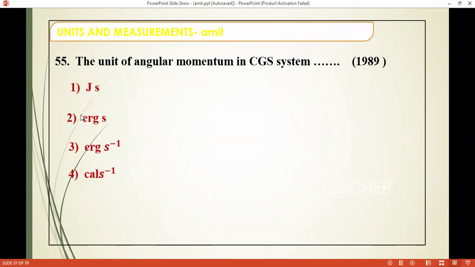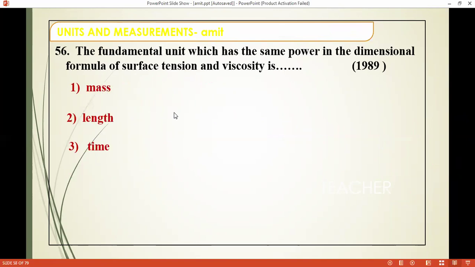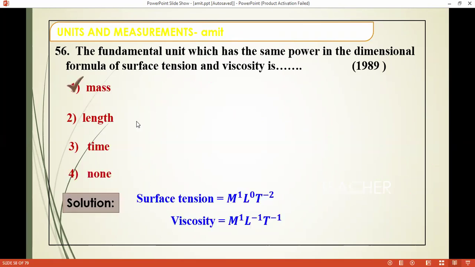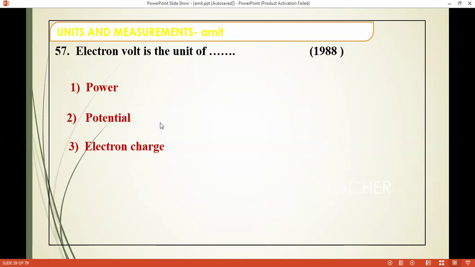The unit of angular momentum in CGS units: the question is talking about angular momentum in CGS units, and CGS questions are very simple. Just put the joule second. Next, which unit has the same dimension as viscosity? Check it one by one, and you will get the answer. Next was electron volt, the unit of power, potential, electron charge and energy. So electron volt is the unit of energy. You should know these concepts.